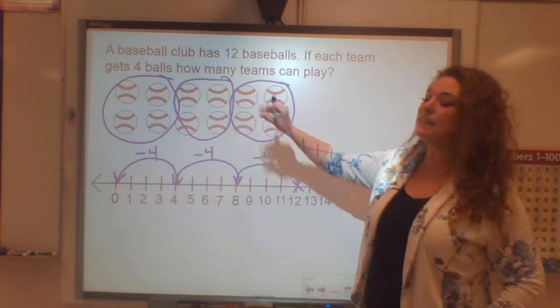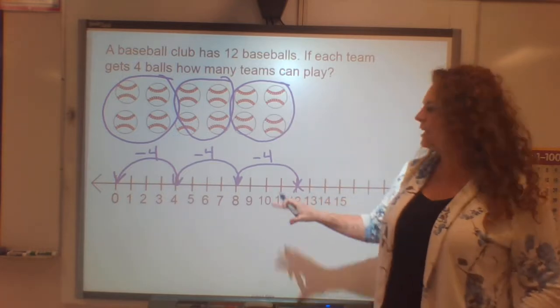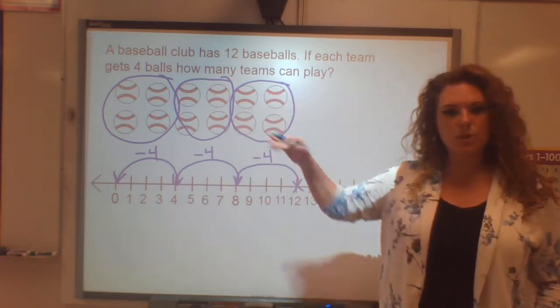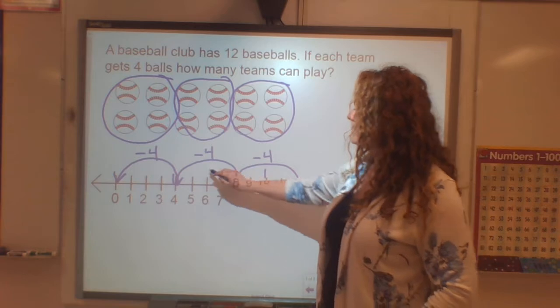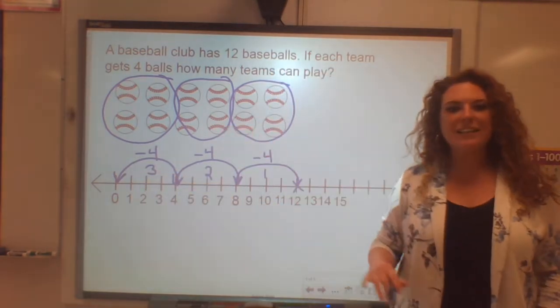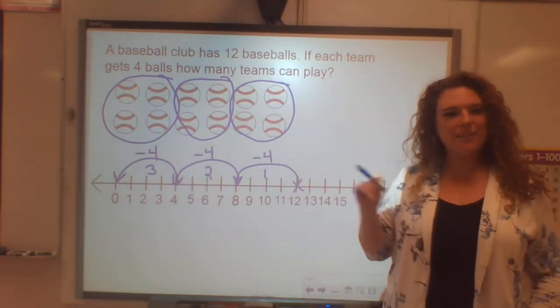Now I can see easily in my grouping that I can have 3 teams with 4 balls. I can also see that in how many leapfrogs I have. We can call these leaps or jumps. I have 1, 2, 3 jumps or leaps until I get to 0. So that tells me that with 12 balls, I can have 3 teams playing.